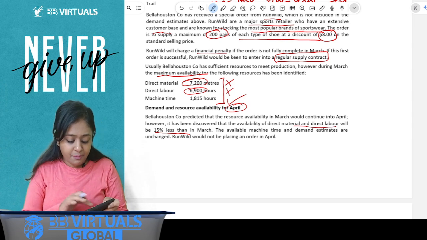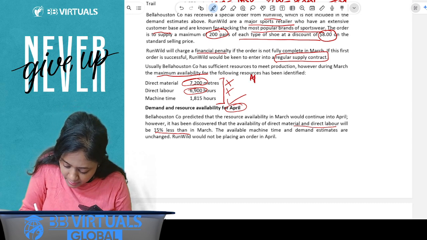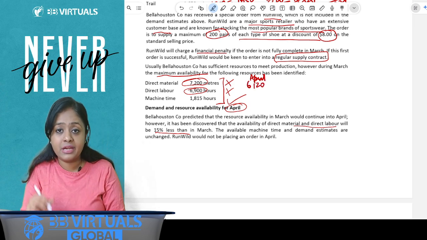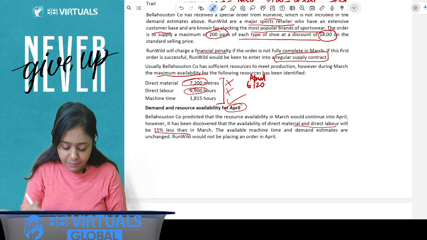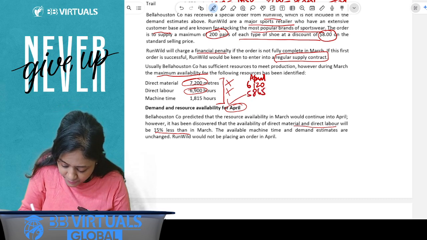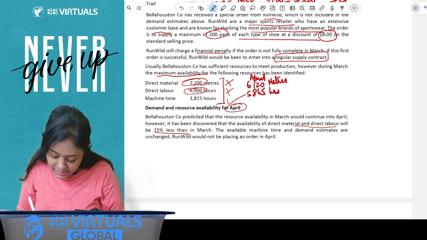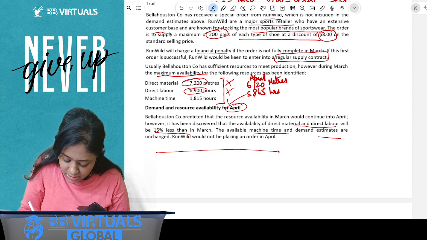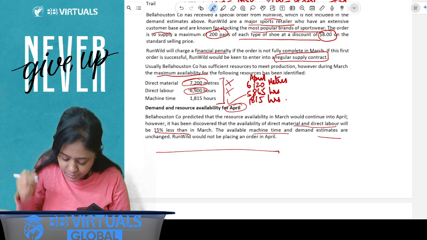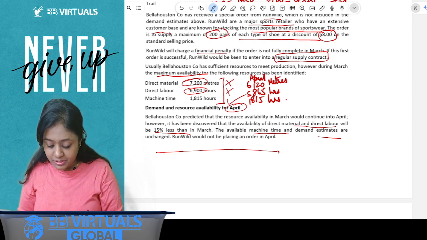That means availability in the month of April will be 6120. What I did: 7200 less 15%, and 6900 less 15% will be 5865. So these will be the available hours and these will be the available meters, right? And it says that available machine time and demand will remain unchanged. So demand is the same, machine time is the same, 1815 hours. Okay. That means you will have restrictions here, right?